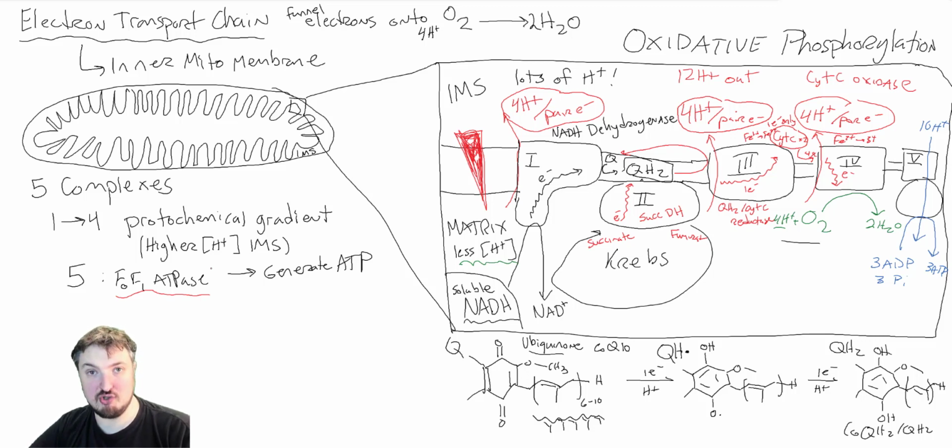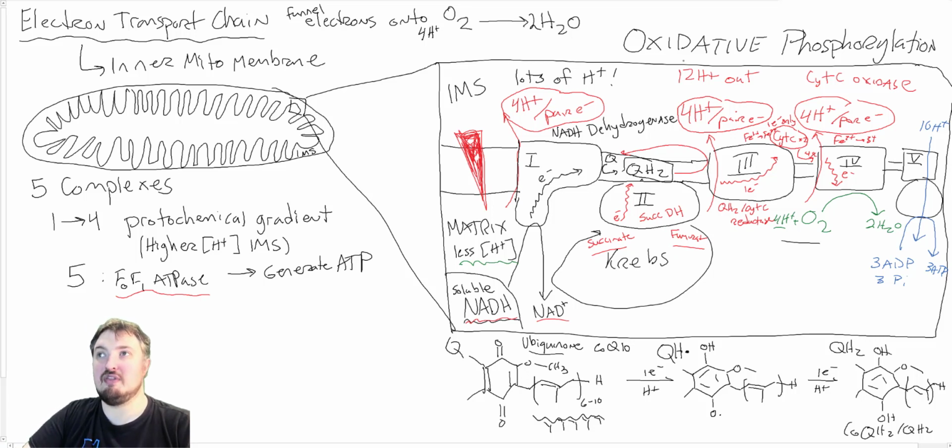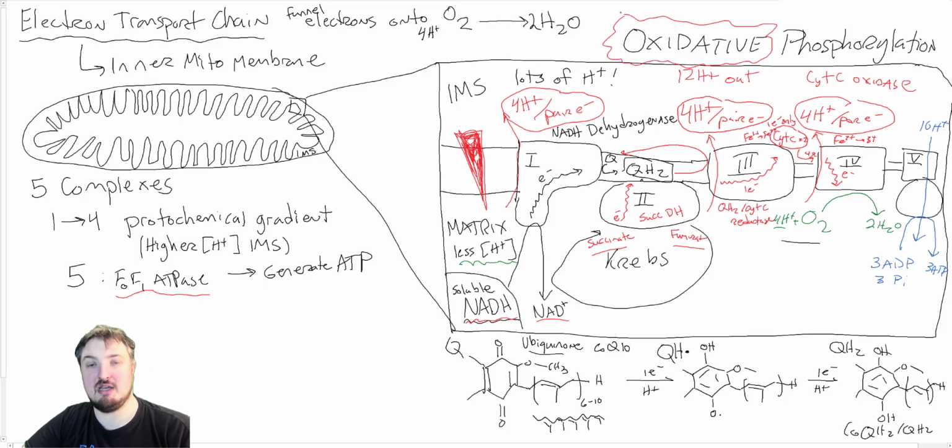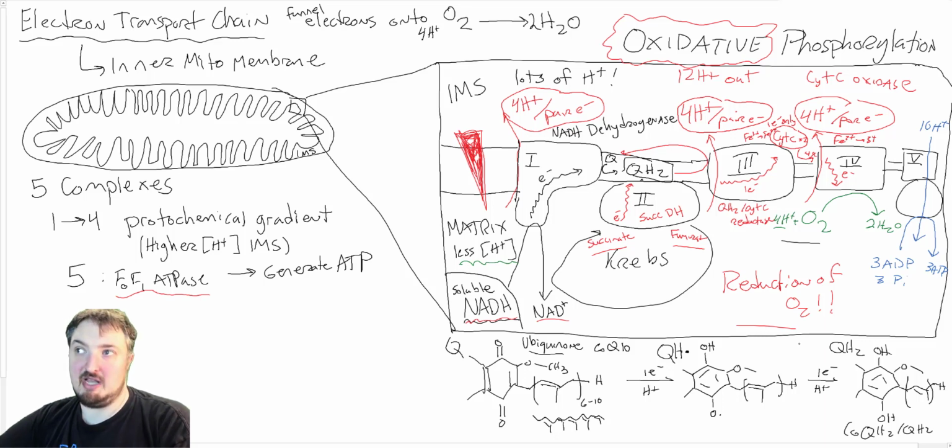We're going to talk about each complex individually, how they work. A couple of important features here are what they work on. The NADH is oxidized to NAD. Succinate is oxidized to fumarate. The QH2 is oxidized to Q. That's the oxidative part of oxidative phosphorylation, right? All of these cofactors are being oxidized in order to reduce our ultimate acceptor, which is oxygen, right? The only thing that gets reduced here is oxygen. That's the purpose of this whole pathway, is to drop it onto oxygen.